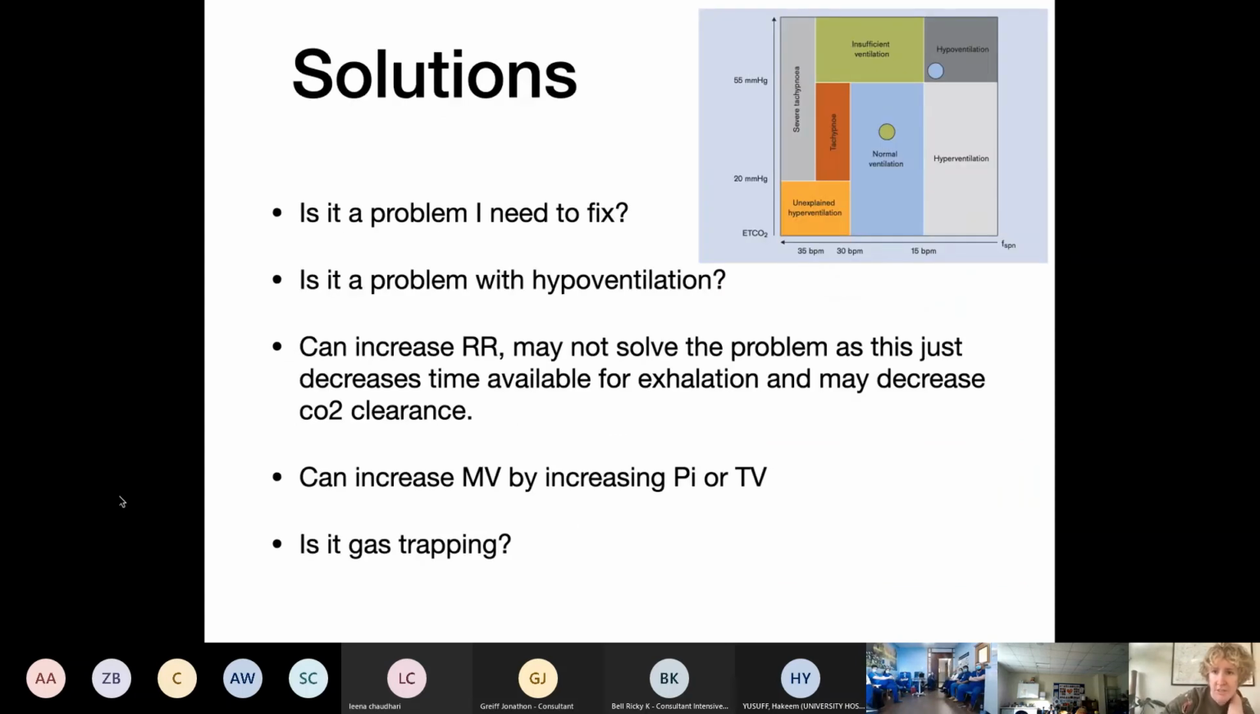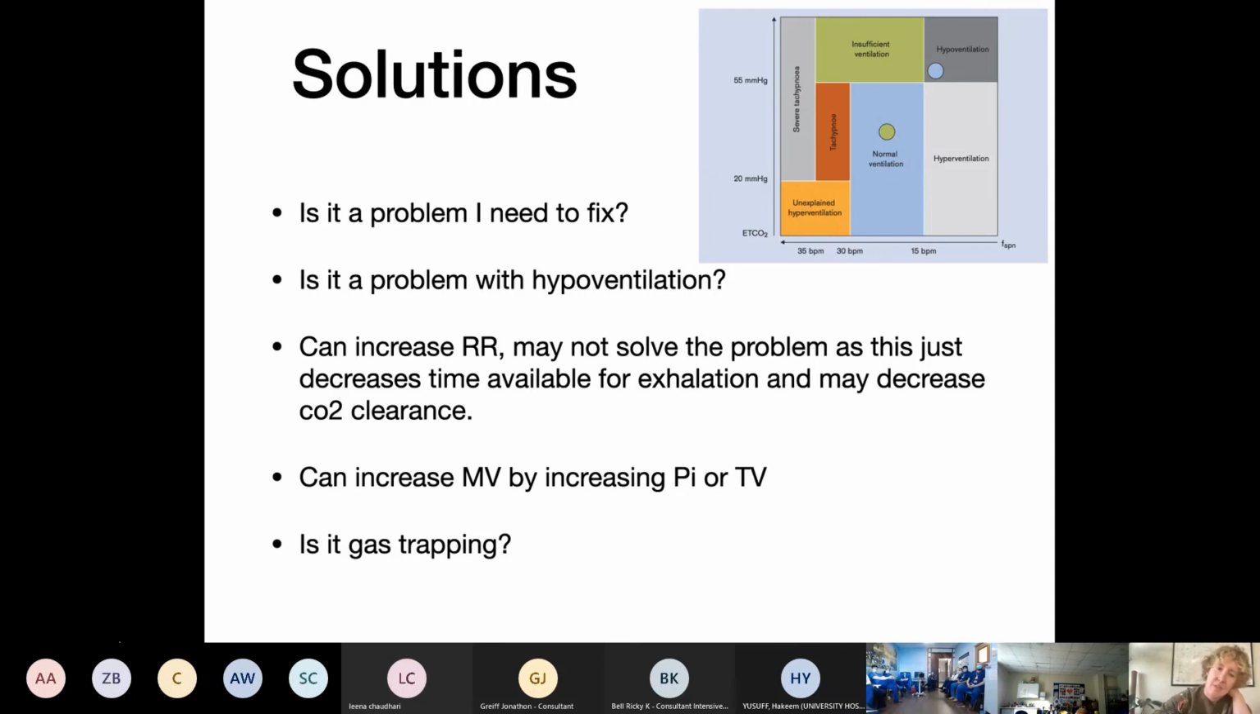So solutions, I thought this graphic was quite nice. It just kind of shows there's a sweet spot where ventilation is optimal, and then you've kind of got hyperventilation, hypoventilation, sort of insufficient zones around it. So again, is this a problem I need to fix? Is it a problem with hypoventilation?